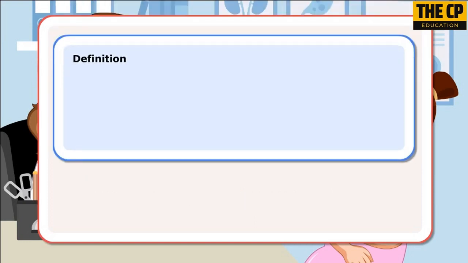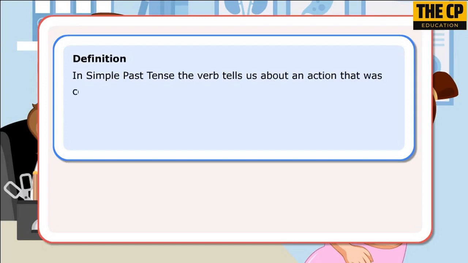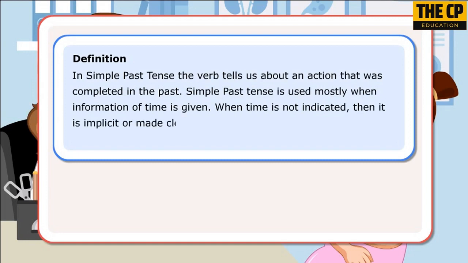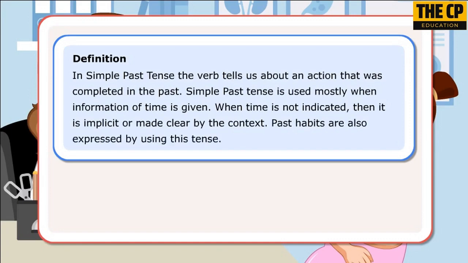Definition: in simple past tense, the verb tells us about an action that was completed in the past. Simple past tense is used mostly when information of time is given. When time is not indicated, then it is implicit or made clear by the context. Past habits are also expressed by using this tense.